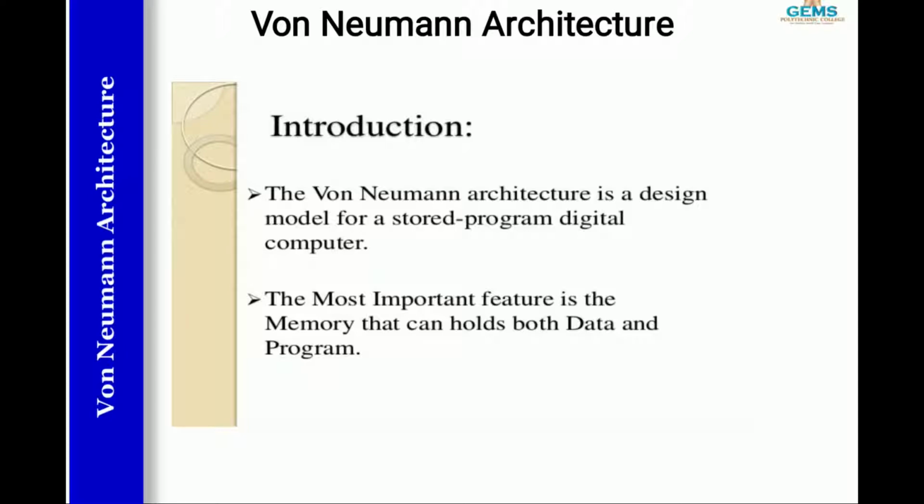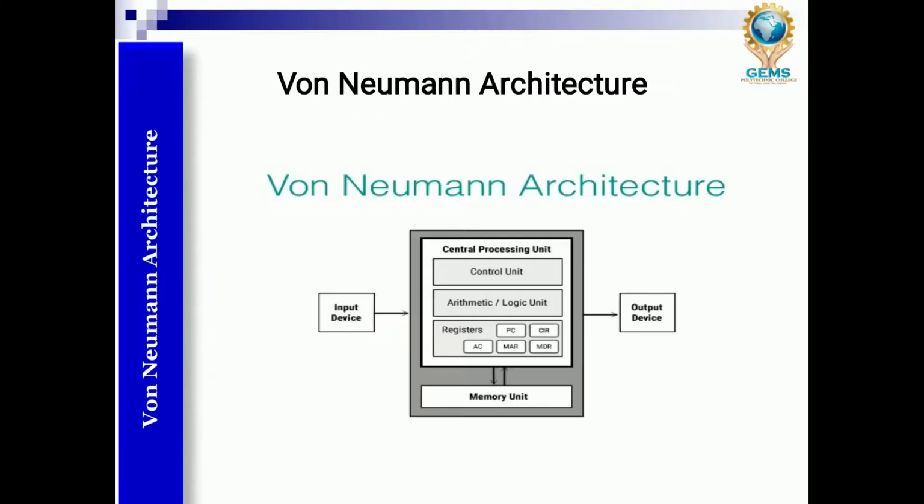What does it talk about? It talks about data and instructions all together. What this architecture talks about is data and instructions all together in a memory. We store the data in a memory, at the same time we store the instructions in memory, and both will work together based on the task. This is what this architecture says.